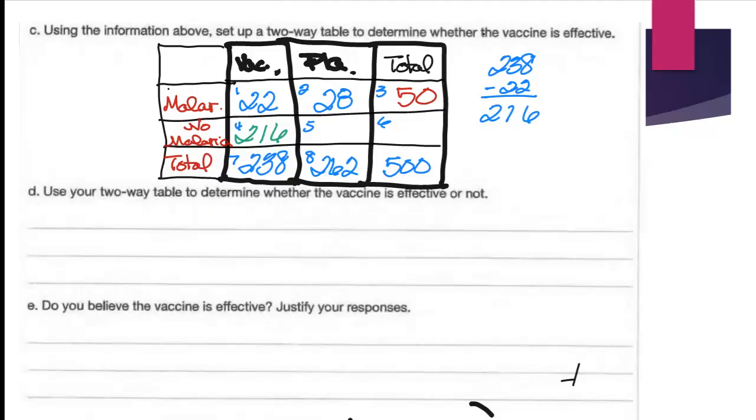What is my amount? Everybody take out your calculators. Hopefully you got one there. What is your amount that we need in cell 5? Those are placebo people who did not get malaria. What is it? 234. So you could take 262 minus 28 and get 234.